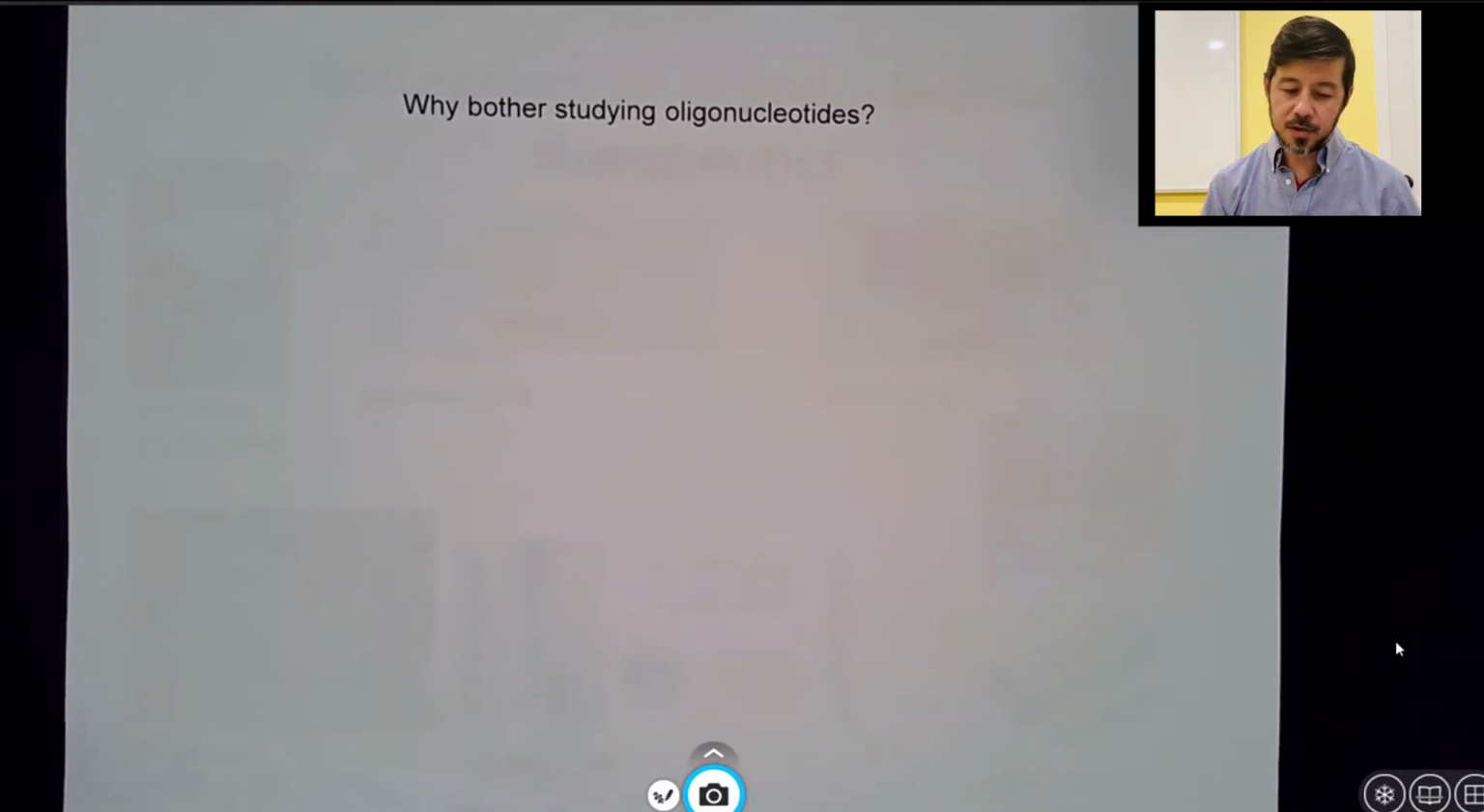And what I'd like to do is just switch gears a little bit, because what we're going to be focusing on for the next couple sections is how to make oligonucleotides. But before we study oligonucleotides, that is the polymer of DNA and RNA, why would we want to bother studying them? What is so interesting about them?